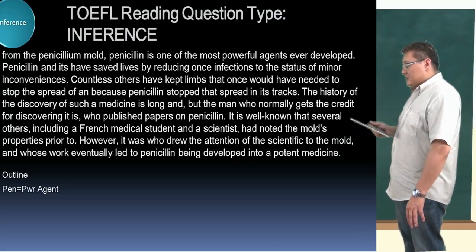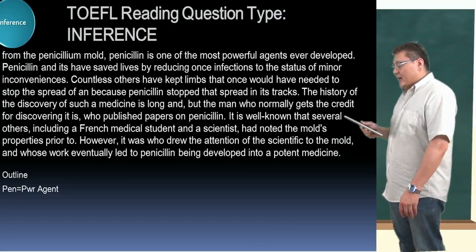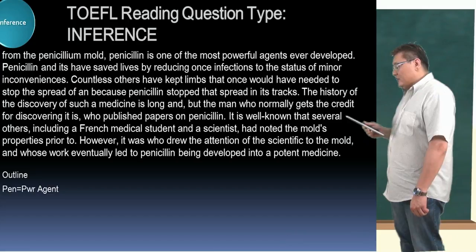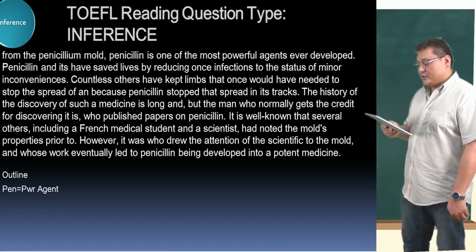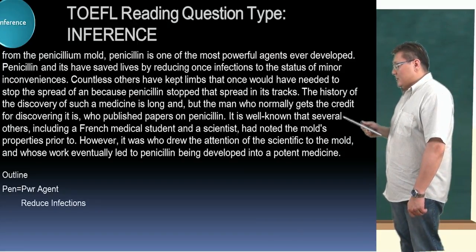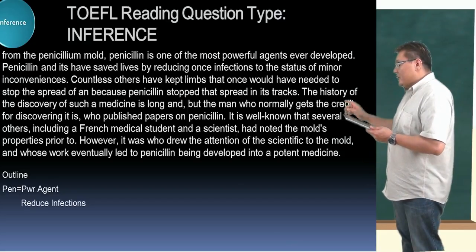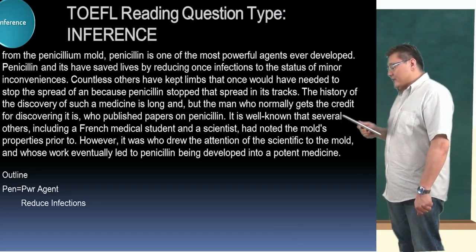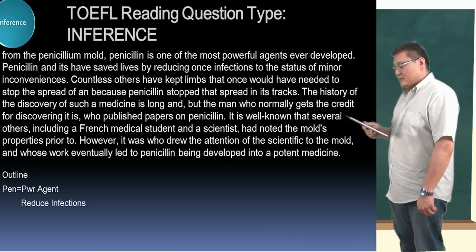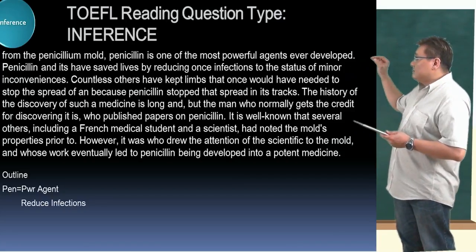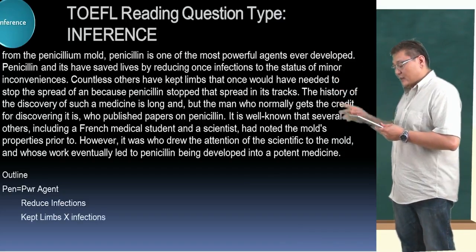Next sentence. Penicillin, we removed the derived part, right? So basically, penicillin has saved countless lives by reducing infections. That's it. So what's the point? What's the answer? Reduced infections. Next one: countless others have kept limbs that needed to stop the spread of infection. Spread of infection. So basically, kept limbs, stop infection.